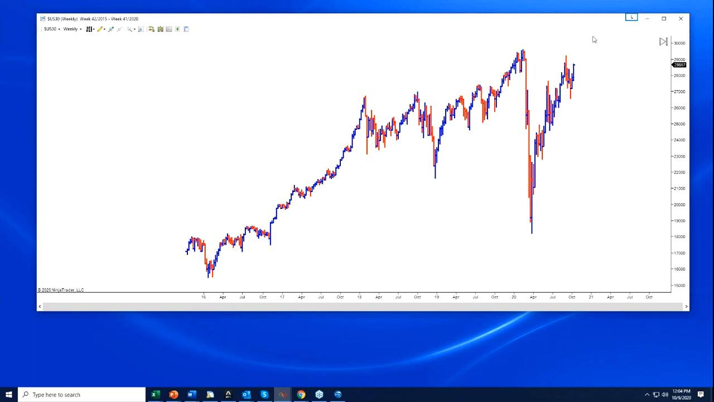The Dow has not made new highs, even though the S&P and the NASDAQ have. And at this point, I don't know how much to read into that or not. So this looks like it will challenge its highs, and we'll see what happens there. But again, the path of least resistance is lower.